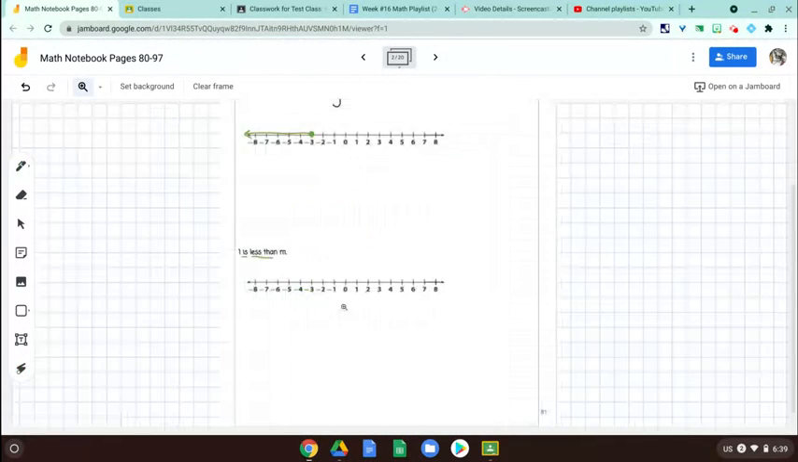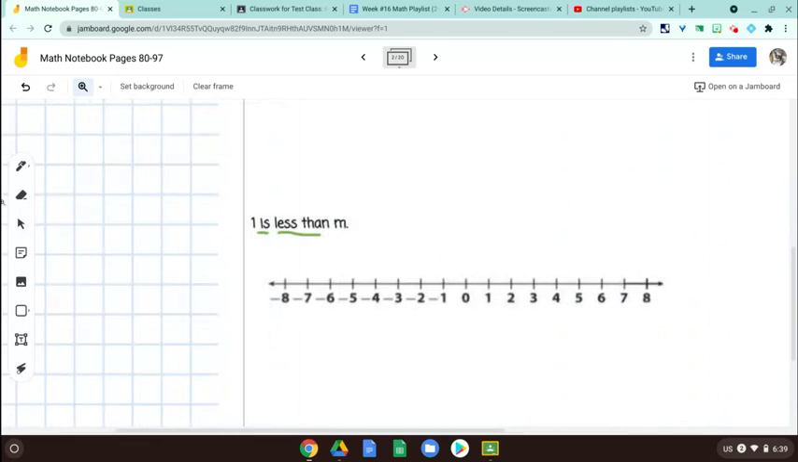And let's zoom in. So this time, I'm going to write the number first, because that comes first in the phrase. So I'm going to put 1 is less than m. And because it's less than, it's not equal to, there's no line underneath this. So 1 is less than m. I'm going to find 1 on the number line. It's going to be an open circle because m is not equal to 1. It is greater than 1.